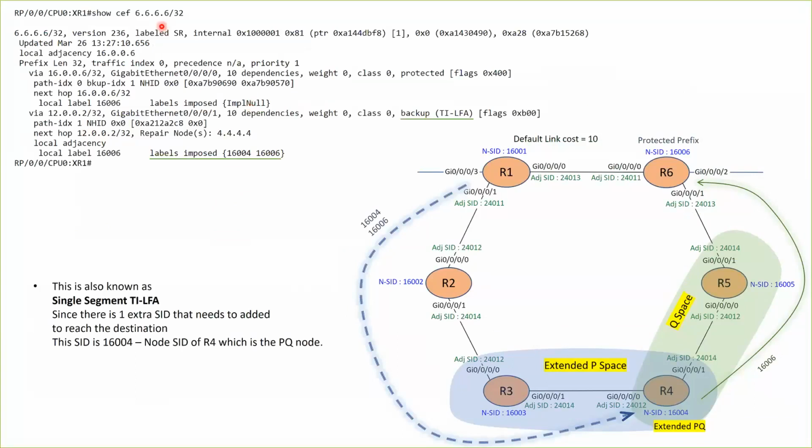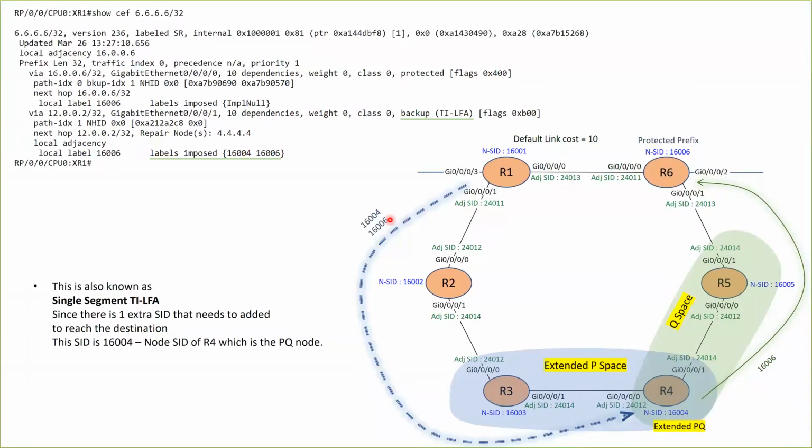And if I check show route for my destination, my protected link is R1, R5. My backup, now this is via TI-LFA. It says TI-LFA here. And then the labels imposed. Bottom label is 16,006. Top label is 16,004. This is also known as single segment because there is one label you're pushing for transport. This is as good as RLFA. There's no segment concept in RLFA because it's traditional MPLS. But if you were to compare, RLFA is like single segment TI-LFA because one transport label is pushed.